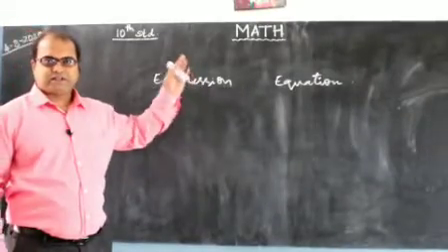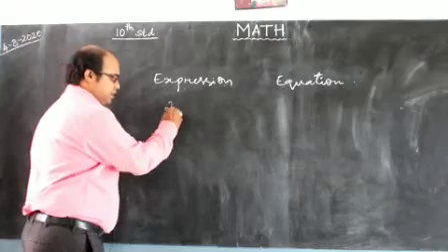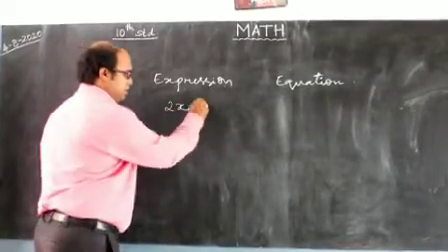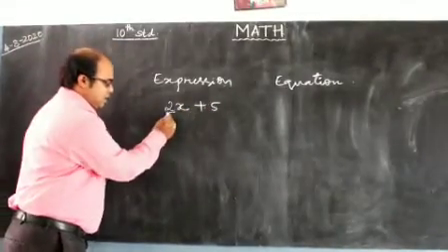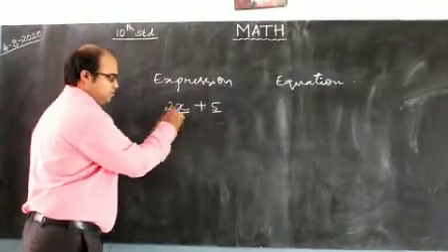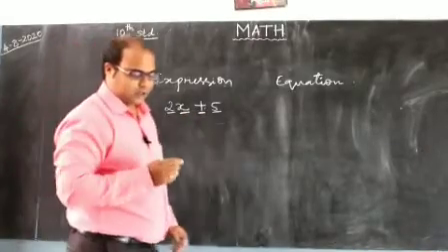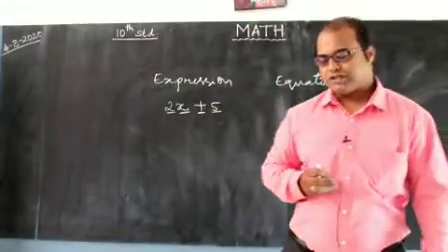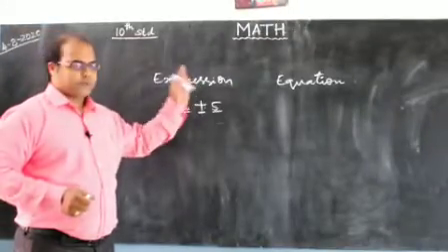Expressions are mathematical statements which contain a constant, a variable, and a mathematical operator. You can see a constant, okay, this is a variable and this is a mathematical operator. Mathematical operators are plus, minus, into and division sign. Okay, so this is an example of expression.